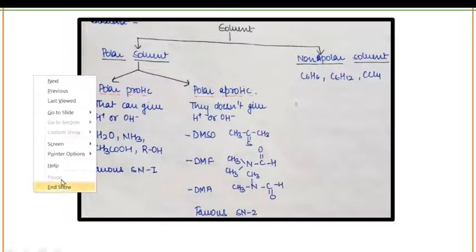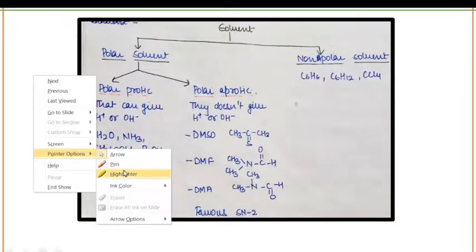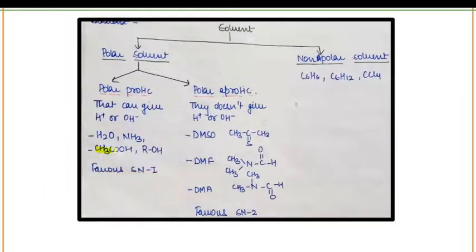For example, H2O, NH3, CH3COOH, ROH, all are examples of polar protic solvents. Polar protic solvents are those which can give H plus or OH minus ion. What are polar aprotic? Polar aprotic solvents are those which don't give H plus or OH minus ion.